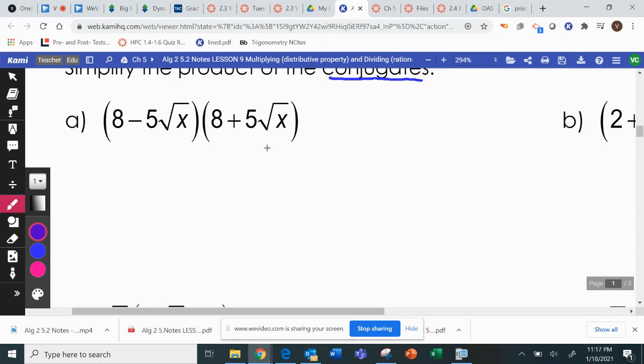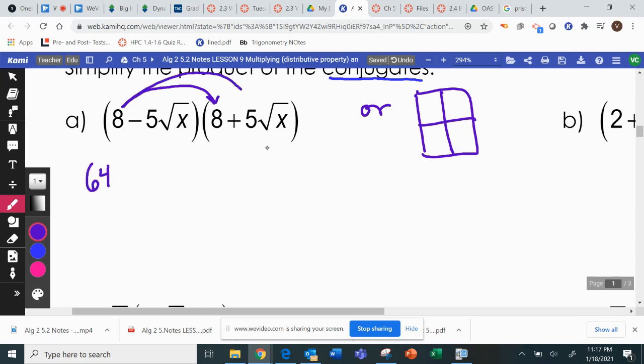So we can multiply by distributive property, or you can make a grid. I know on the last video I did the grid, so this one I'll use the distributive property. So 8 times 8 is 64. 8 times 5 square root x is 40 square root x. And then negative 5 square root of x times 8 is minus 40 square root x. And then negative 5 square root of x multiplied by positive 5 square root of x is negative 25x.